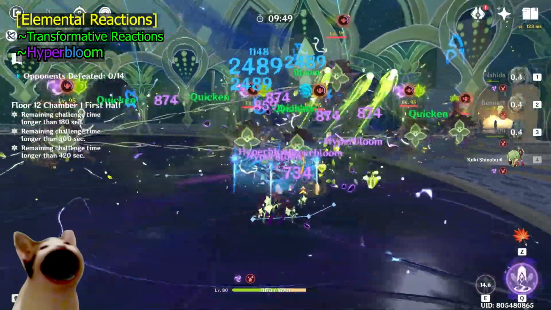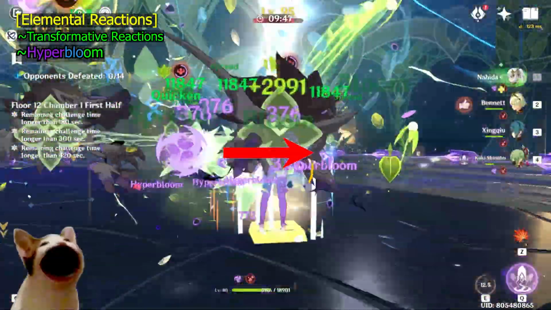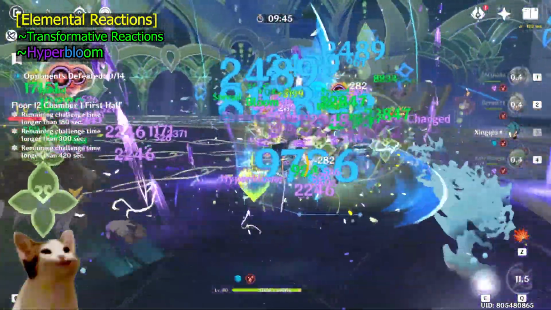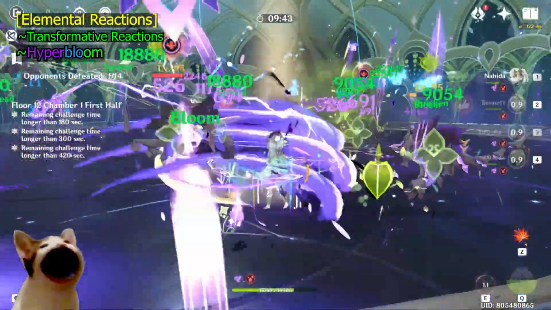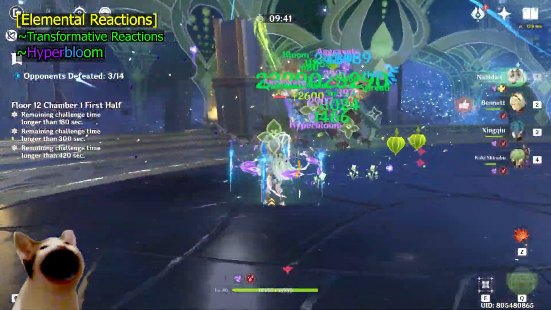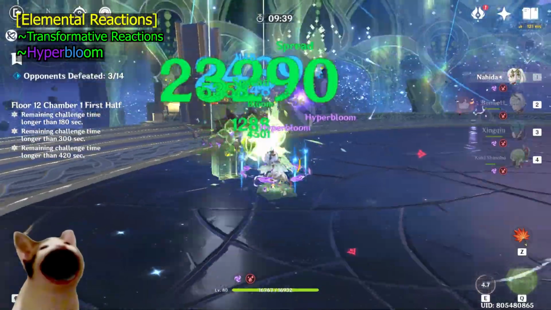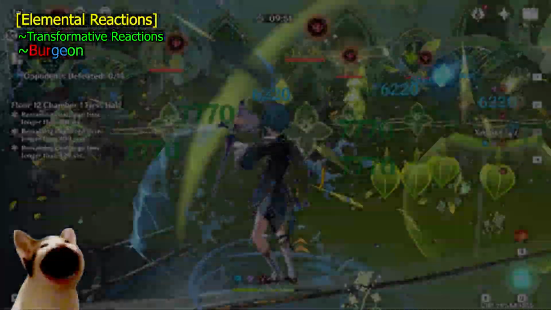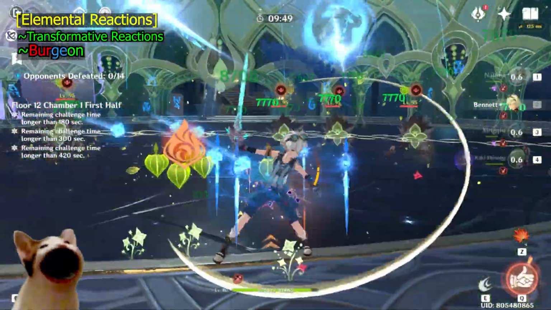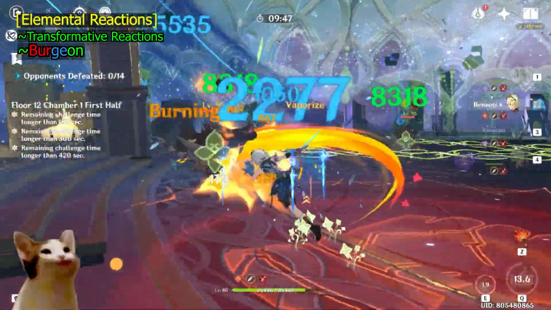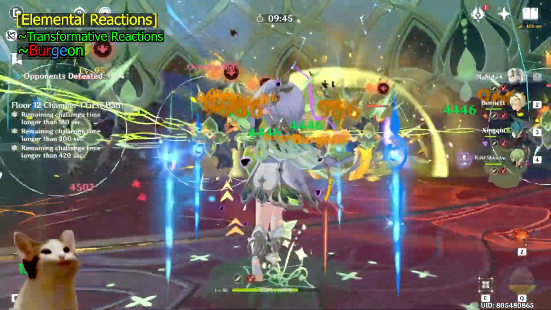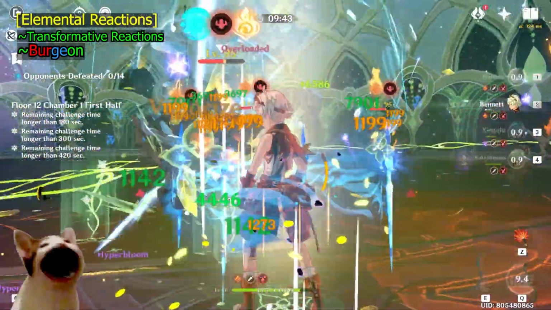Hyperbloom is a reaction created when Electro is inflicted on the Dendro cores. Once affected, the core will turn into a sprawling shot, which is essentially a homing Dendro core that does single target damage. On the other hand, Burgeon is what you get if Pyro is inflicted on the Dendro cores. When this happens, the core explodes, dealing an increased AoE Dendro damage.